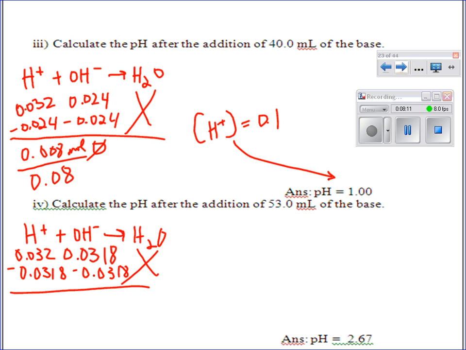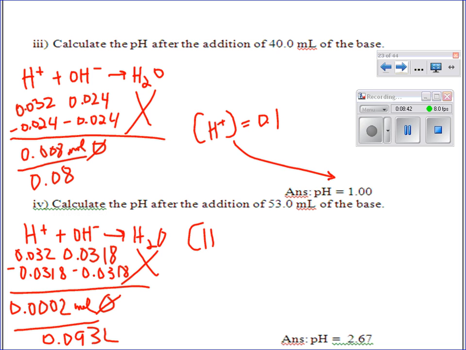0.0318. So we're still using up the base, leaving us with 0.0002 moles of our acid left over. Divide by the total volume. What is our total volume? It's 93.2 mils, or just 93 mils, excuse me. So it's 0.093 liters. So we get an H plus concentration of 0.00215 moles per liter. When you take the negative log of that, you get 2.67.